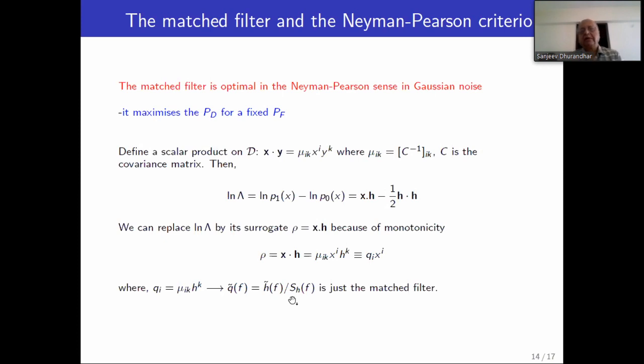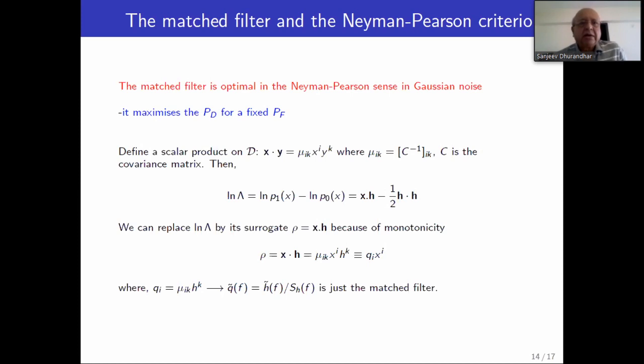So there you are. If you have Gaussian noise, the matched filter is also optimal in the Neyman-Pearson sense. That means the detection probability is maximized for a fixed false alarm probability. So that's why the matched filter is, in fact, optimal in two ways.